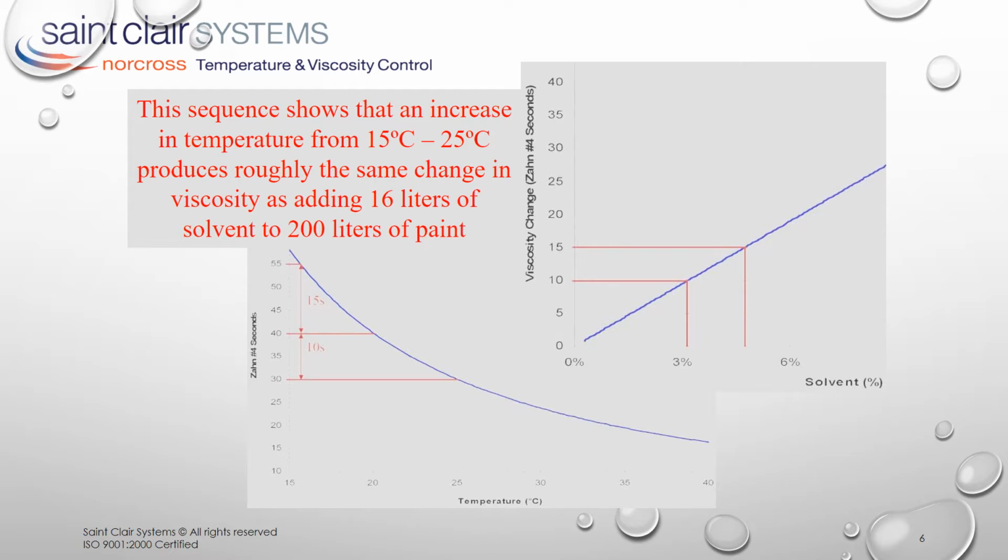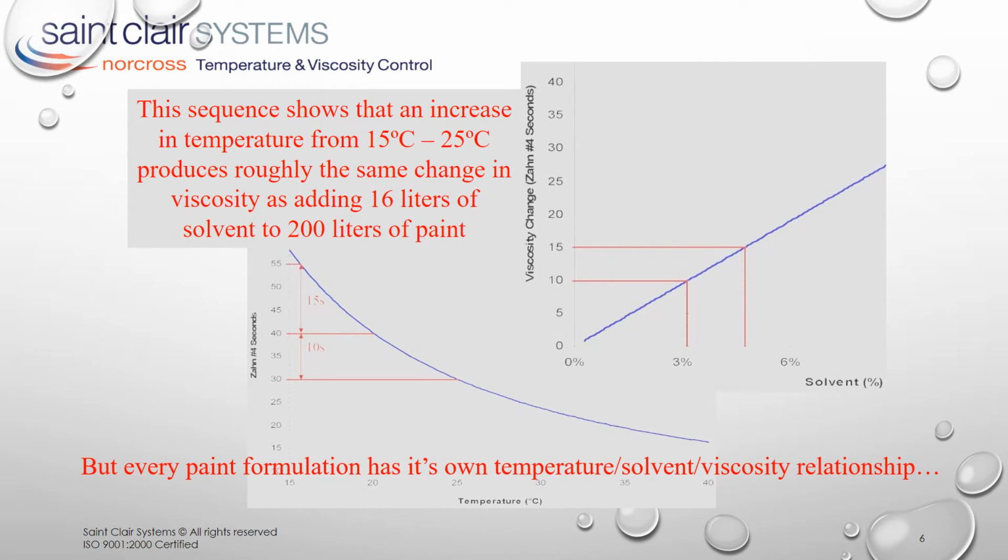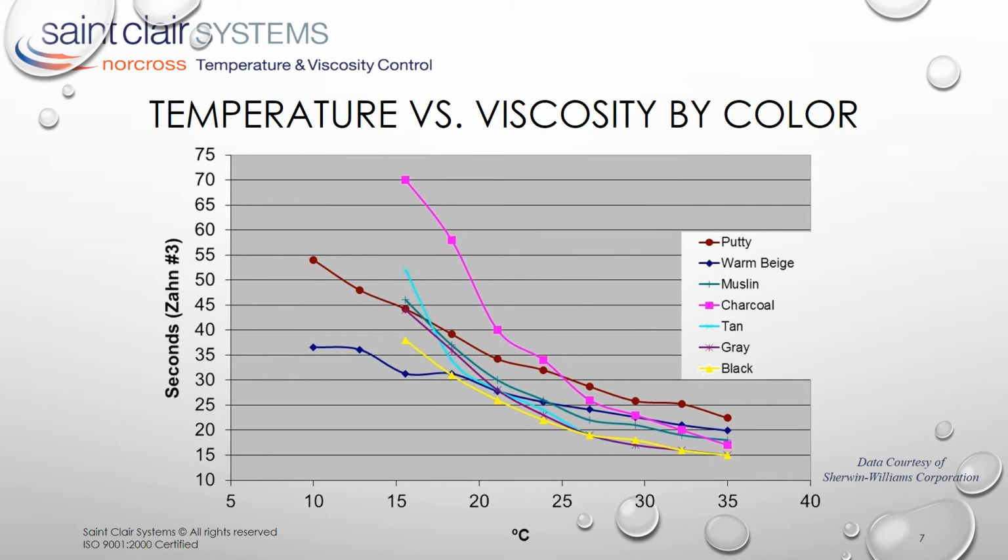But an important and often misunderstood fact is that every paint formulation has its own temperature-viscosity relationship. Here we see the plots for 7 colors, all of the same resin base type, and formulated for the same application. These would all be considered the same paint, just of different color. Yet, we can see that each displays very different viscosity characteristics as a function of temperature. This is due to differences in formulation, pigments, fillers, binders, additives, etc.